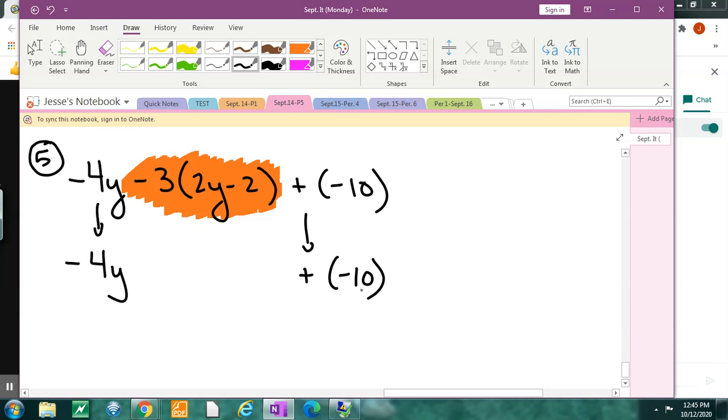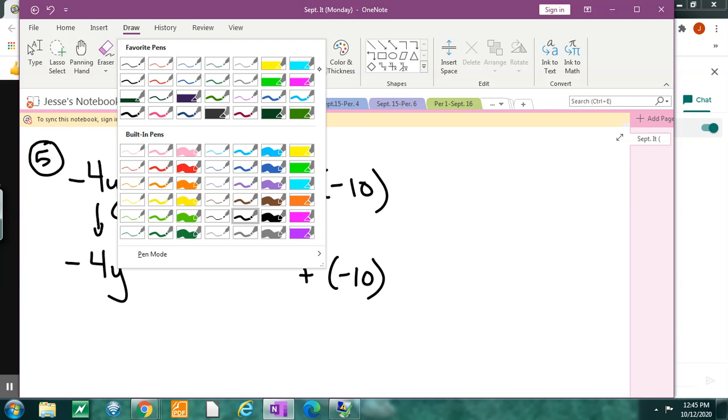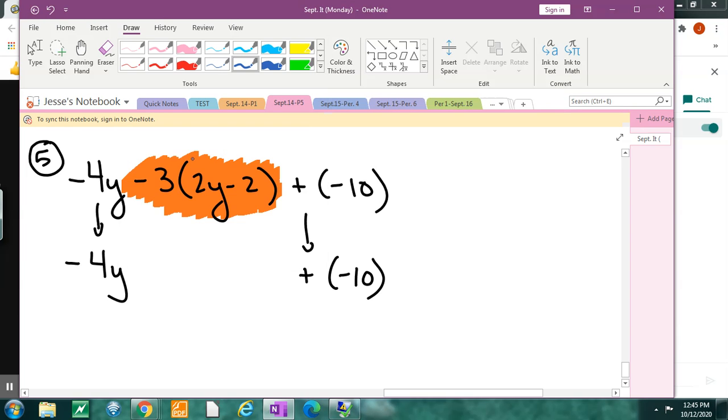All right, so now what do we do? Distributive property, right? So now I'm going to go ahead and multiply. If you want to do the arrows, that's fine, but make sure you do the sign first. I like to do 2 arrows like that, so I remember it's the sign and the term, okay? So negative times positive, negative. What's 3 times 2y?